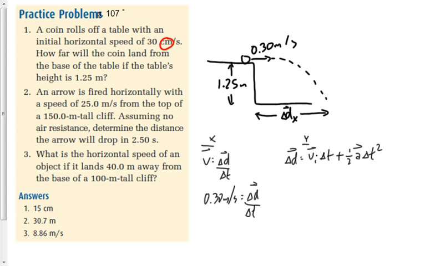Let's start plugging in values for that. The y displacement is negative 1.25 meters. Negative because it's down. 1.25 because that's how far the coin falls. What's the value of VI? Aiden, what's the value of VI there for the y component? Good. Why is it 0?